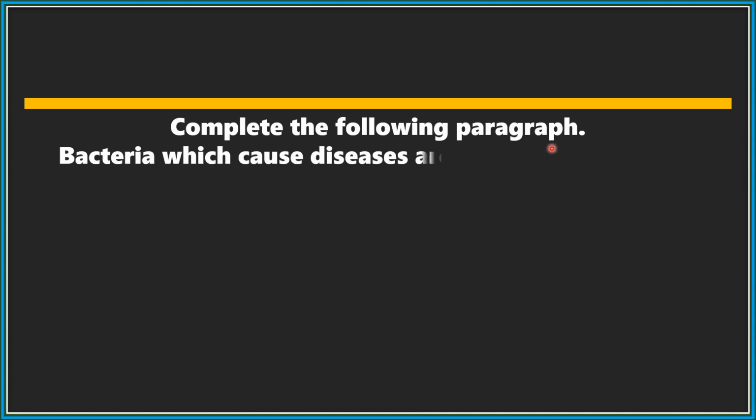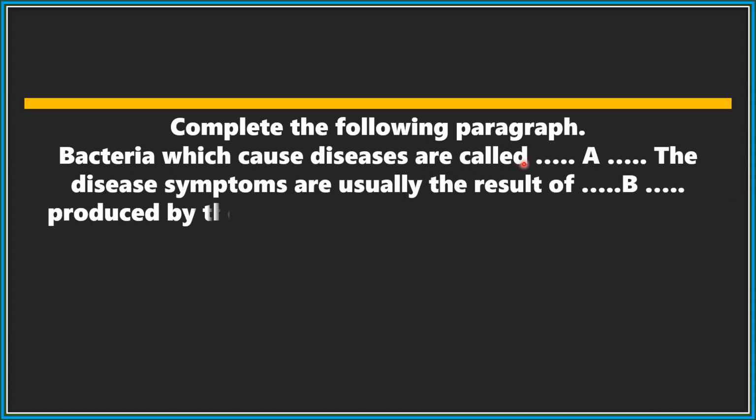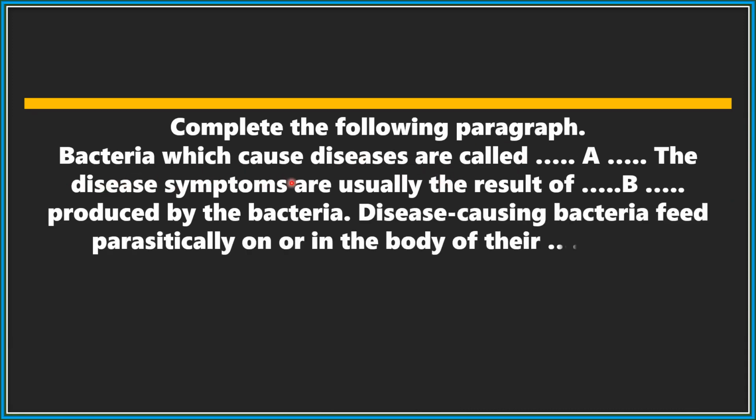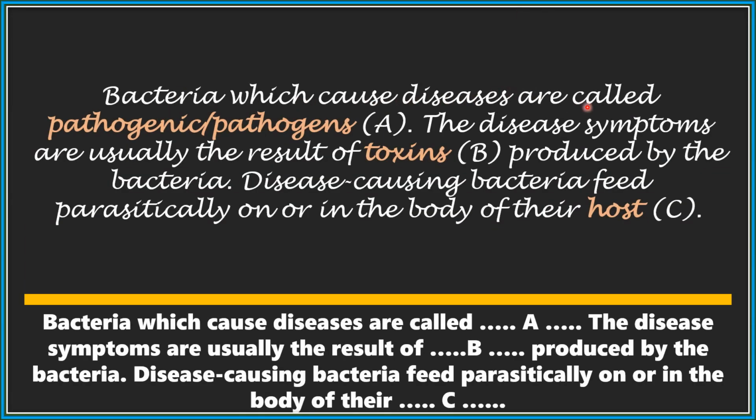Complete the following paragraph. Bacteria which cause disease are called dash. The disease symptoms are usually the result of dash produced by the bacteria. Disease-causing bacteria feed parasitically on or in the body of their dash. Bacteria which cause disease are called pathogenic or pathogens. The disease symptoms are usually the result of toxins produced by the bacteria. Disease-causing bacteria feed parasitically on or in the body of their host.